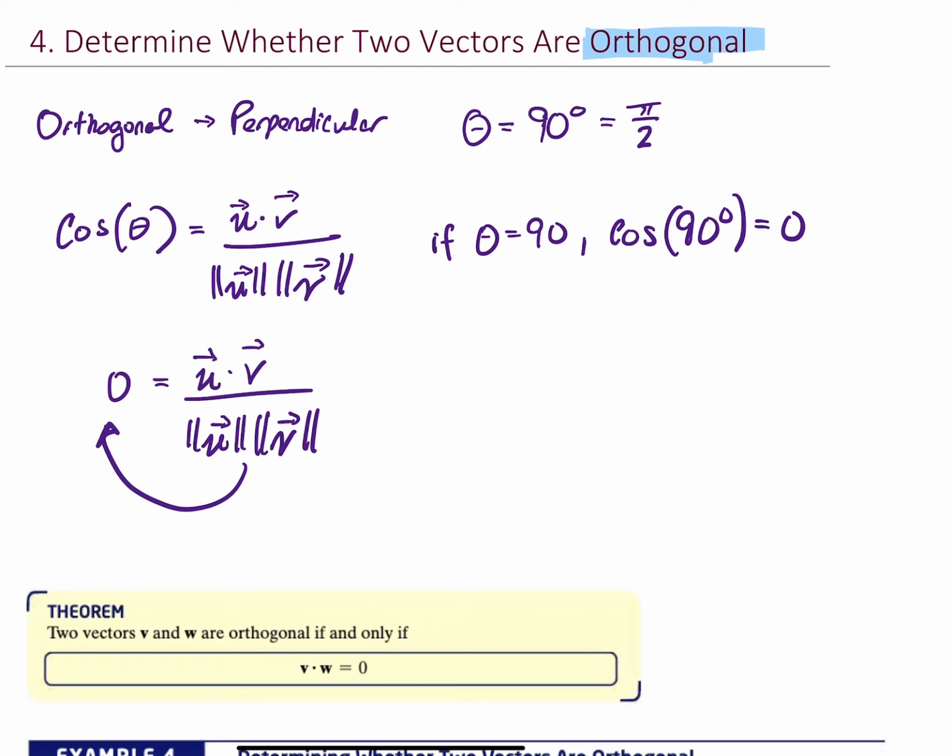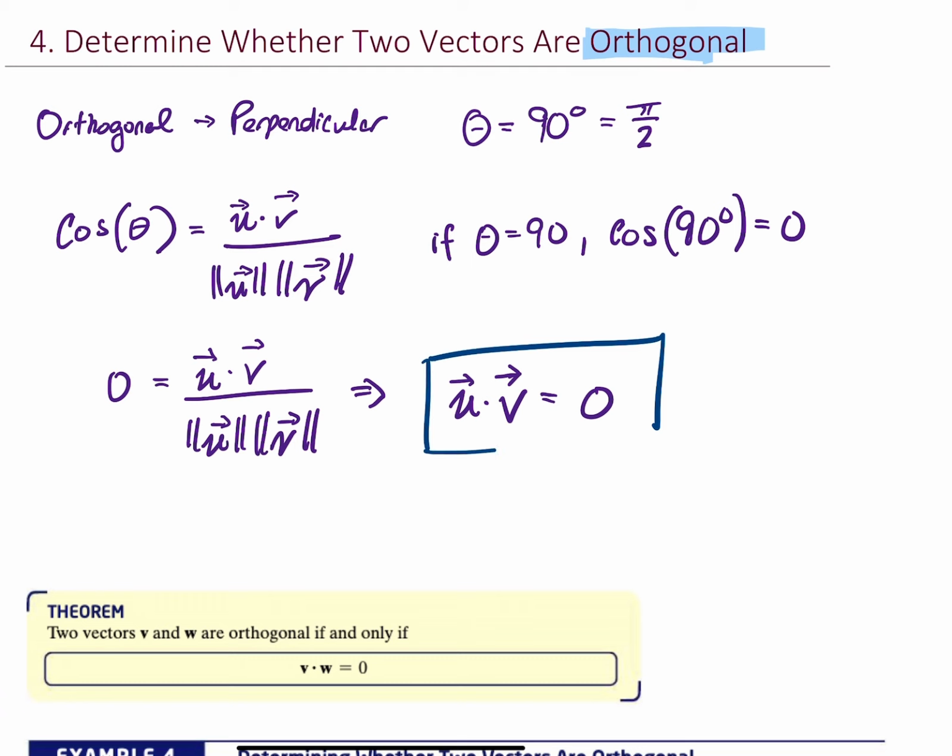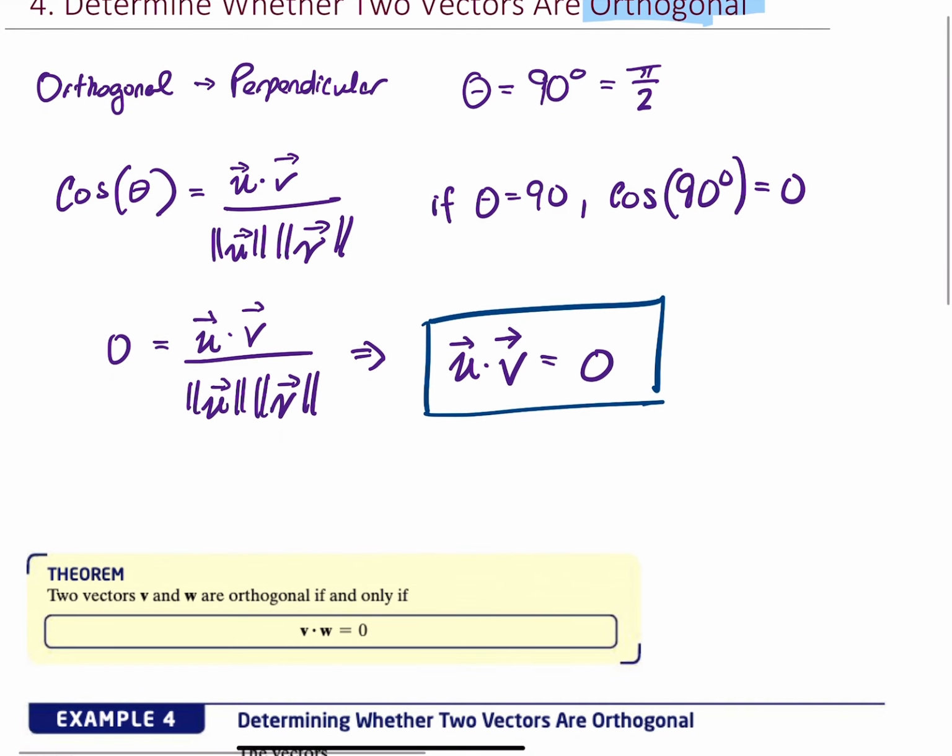Which means we can multiply this over, it would still be 0. So we get this expression that if the vectors are orthogonal, then their dot product is equal to 0. We can say u dot v would be equal to 0. So that's a way to tell if two vectors meet at a right angle. If we take their dot product and we get a 0 value, then they are orthogonal. That's what they give us here. Orthogonal if and only if, they use v and w here, v dot w is equal to 0.